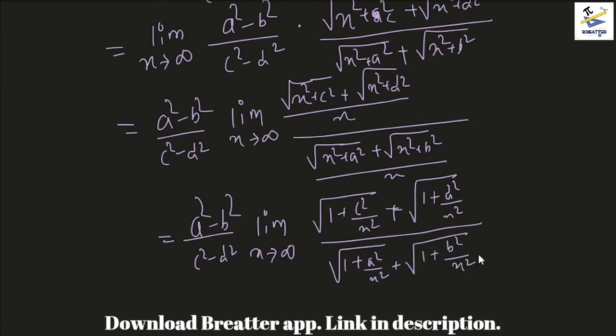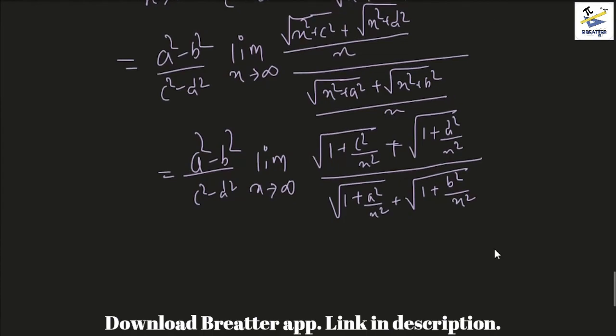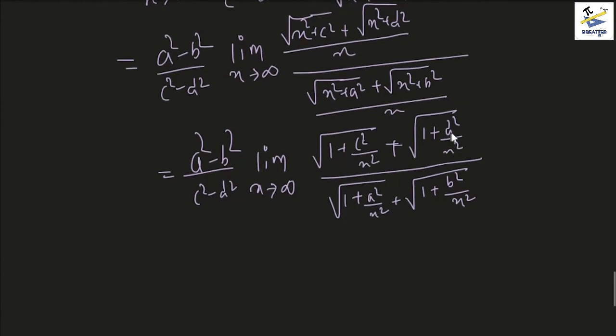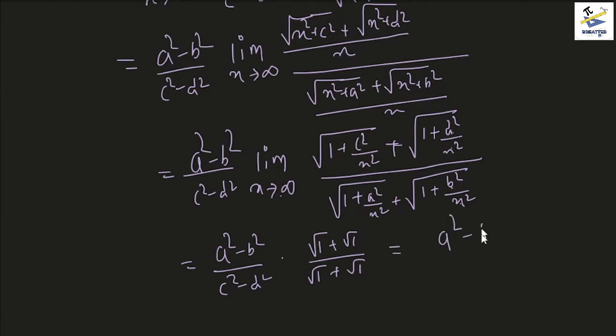by x square. Now since we know that this individual term c square by x square, d square by x square, a square by x square and b square by x square go to 0 as x tends to infinity, the answer simply becomes a square minus b square by c square minus d square into root 1 plus root 1 by root 1 plus root 1. This is essentially 1, so the answer is a square minus b square by c square minus d squared. So this becomes the answer.